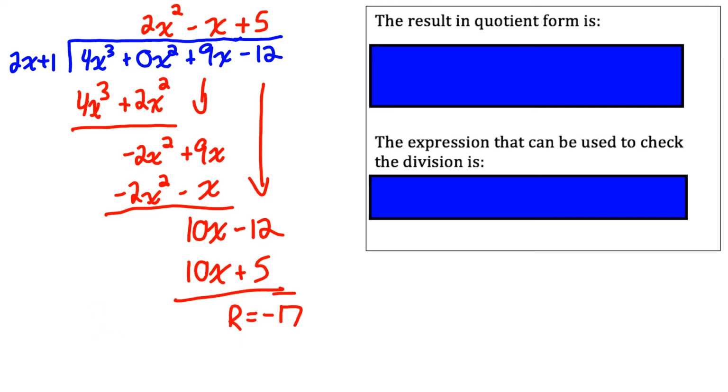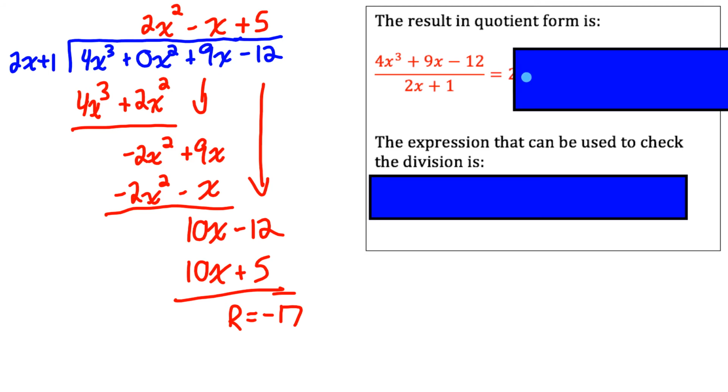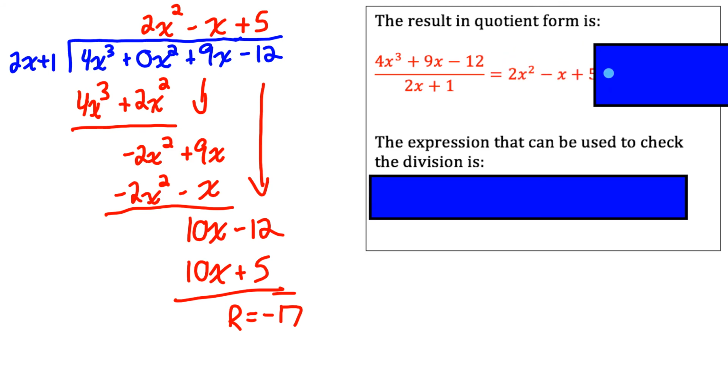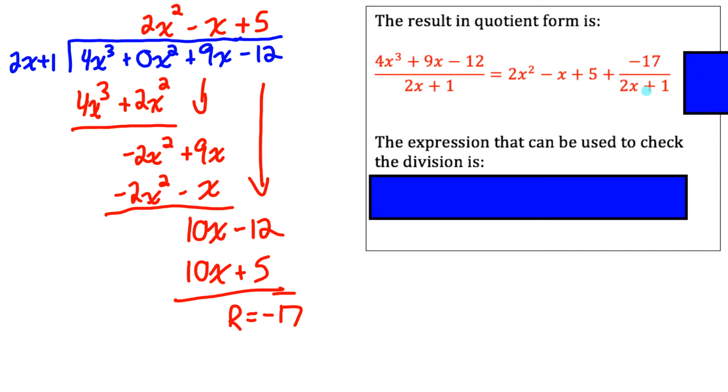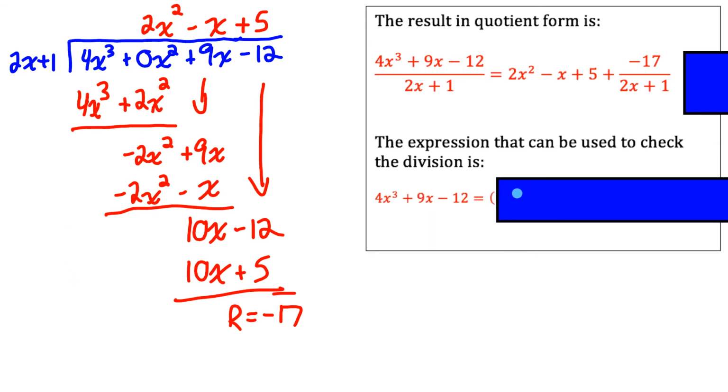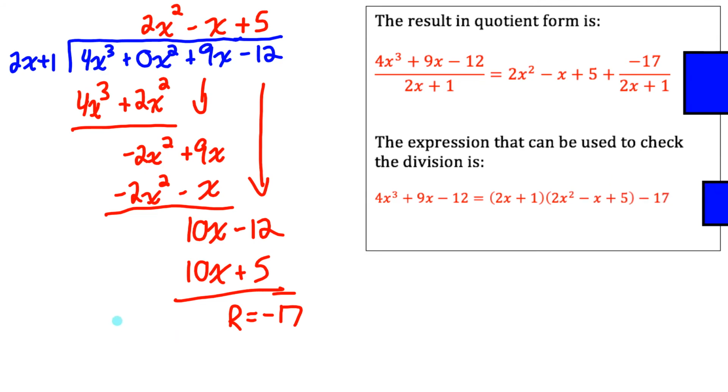And we can express the answer in quotient form and multiplication statement form. Quotient form is dividend over divisor equals the quotient plus the remainder over the divisor. And once again, if you wanted to simplify this plus negative into just a minus, that's perfectly fine. The multiplication statement: the dividend equals the divisor times the quotient plus your remainder.